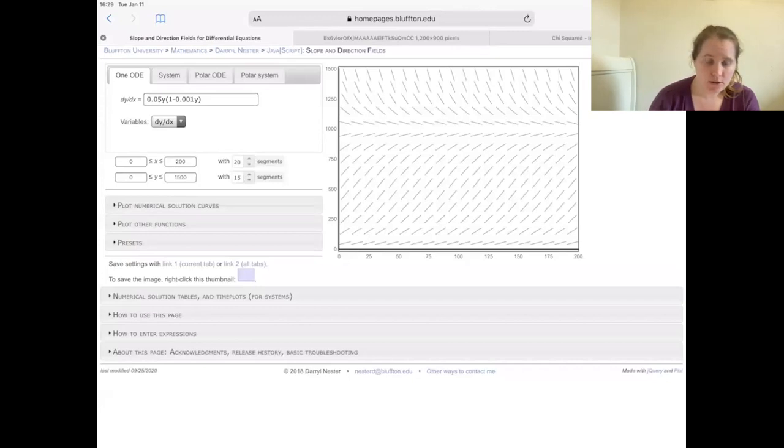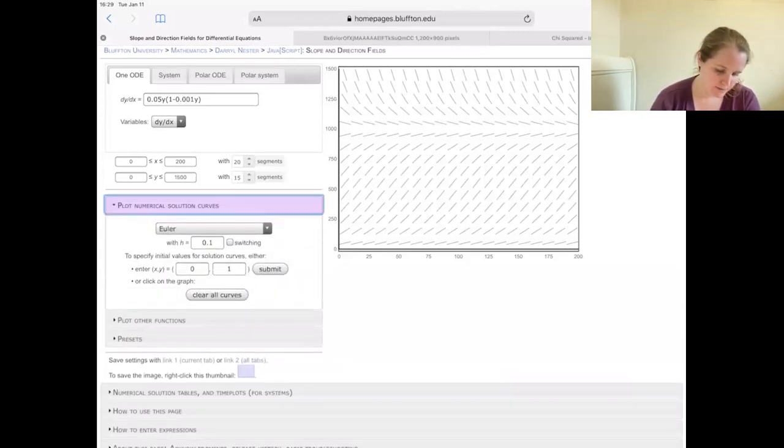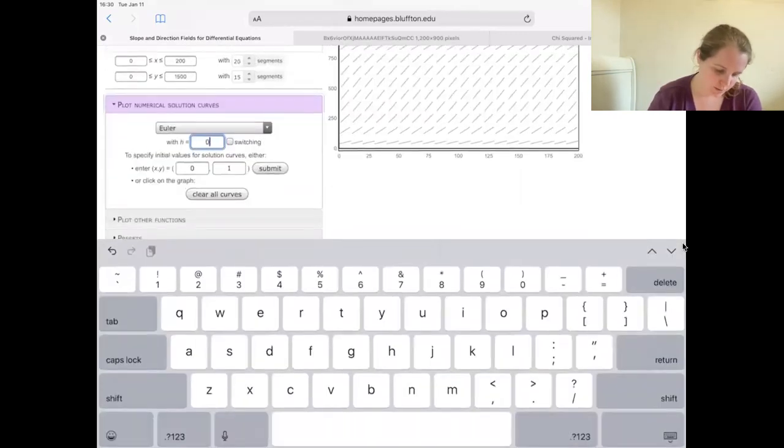So to draw the solution curves, we can open the plot numerical solution curves. We're going to use Euler's method for now, which we will learn how to do sort of explicitly by hand later. But again, this is just sort of moving along using the direction fields. And then because we're going from 0 to 200, moving at 0.1 increments is very small. So let's go ahead and just move it increments of 1.